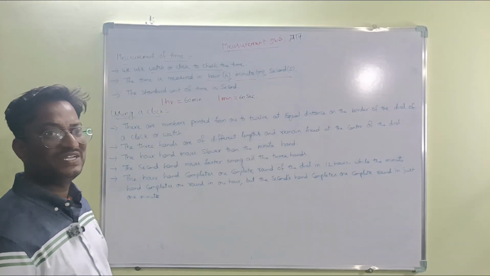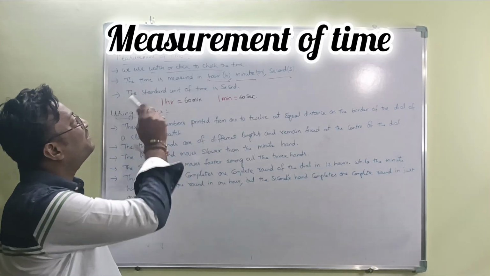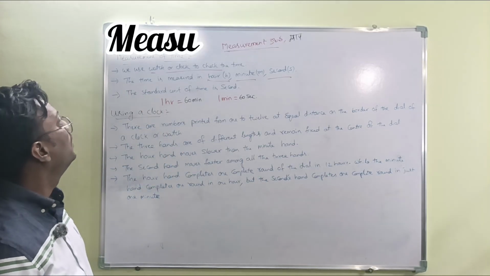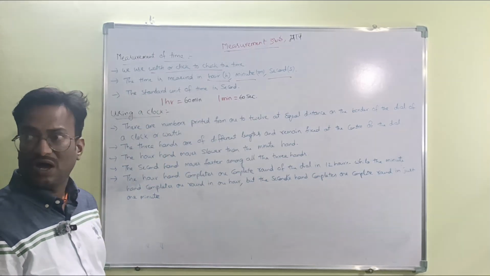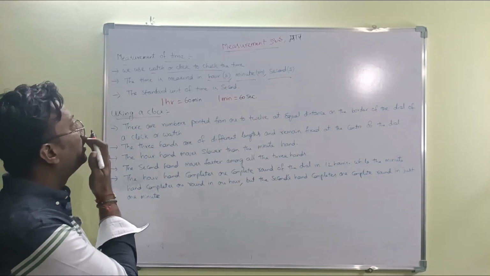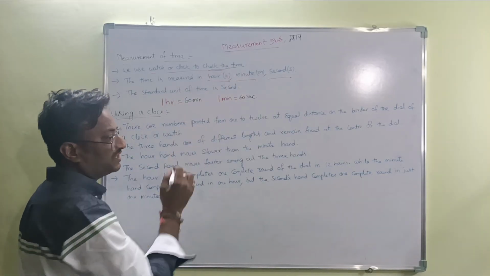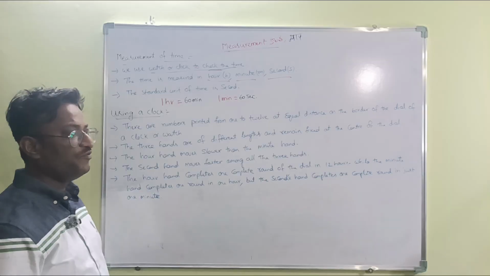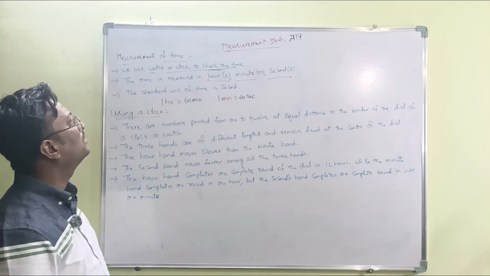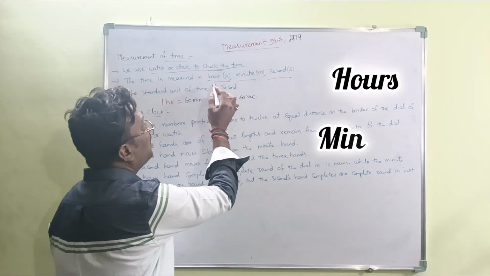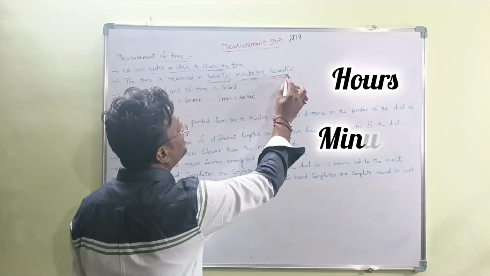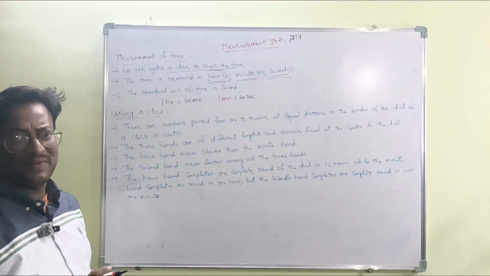Now today we shall discuss measurement of time. We use a watch or clock to measure time, to check the time. The time is measured in hours, minutes and seconds. Time is going to be measured in three things.